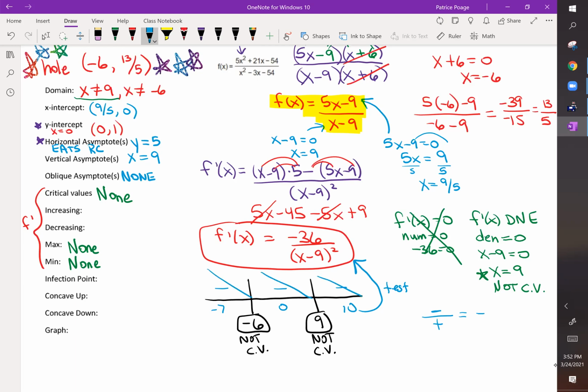So it's increasing never. So I'm just going to write nowhere. But what you don't want to do, you don't want to say it's decreasing from negative infinity to infinity, because it's not decreasing through the hole and it's not decreasing through the vertical asymptote. It's decreasing from negative infinity to negative 6, and then again from negative 6 to 9, and then again from 9 to infinity.